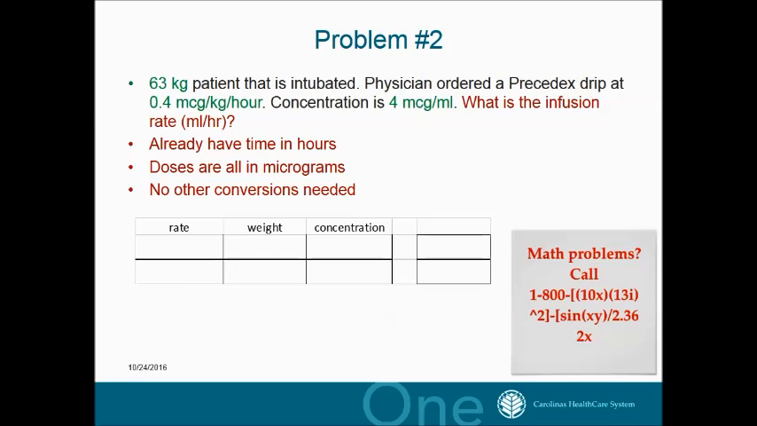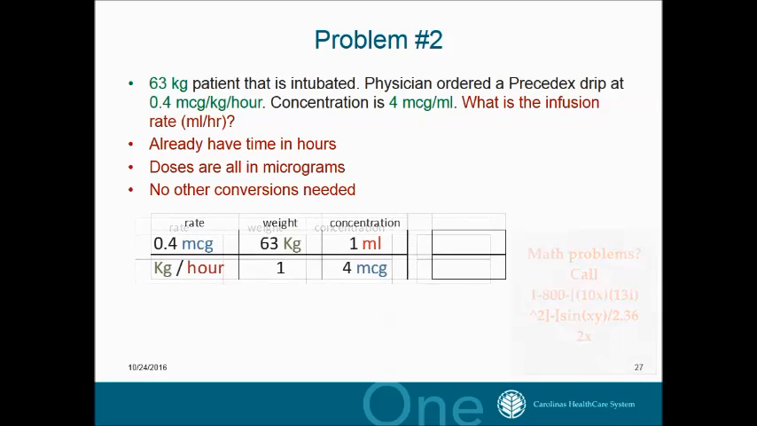Plugging in the data puts 0.4 mics per kilo per hour in the first block, weight in the second block, and concentration in the third block. Again, the kilograms has to be in the top to cancel the kilograms from the rate. For the same reason, the microgram part of the drug concentration has to be in the bottom. Crossing out the units gives us mils per hour, so now we can do the actual math. Product of 0.4 and 63 in the top, divided by 4 in the bottom, giving us an answer of 6.3 mils per hour for the infusion rate.